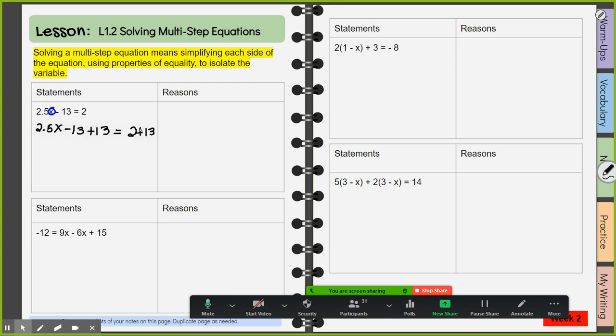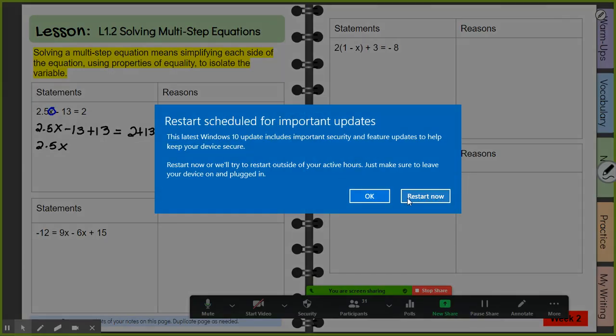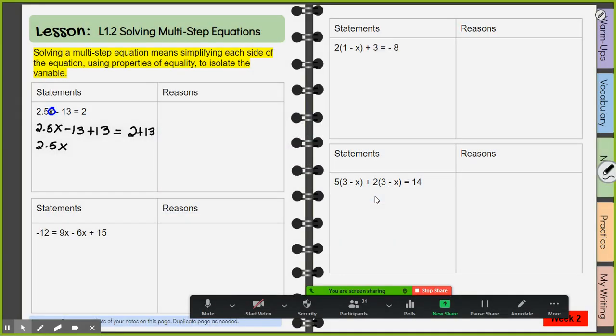Okay, so now we're going to combine like terms. Since negative 13 and positive 13 are opposites, they cancel each other out. So you get 2.5x, and then this will become 0, right? Equals, and then we add together 2 plus 13, which is 15. Now we have to divide both sides by the number that was multiplied to x. So we divide by 2.5, and then we divide by 2.5.